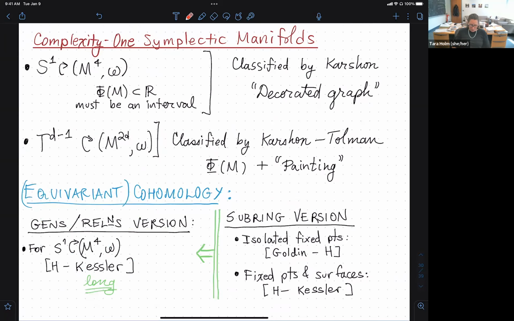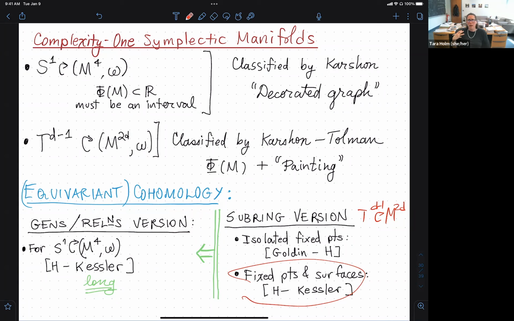And then what Liat and I do is, in some ideal world, we'd like to have a generators and relations version for any general complexity one case. We can only find a generators and relations version for circle actions on four manifolds. The paper is surprisingly long. I'm not going to talk about the proof, but it is very hands-on. It uses the subring version to verify that the generators and relations give you the ring that you are expecting.